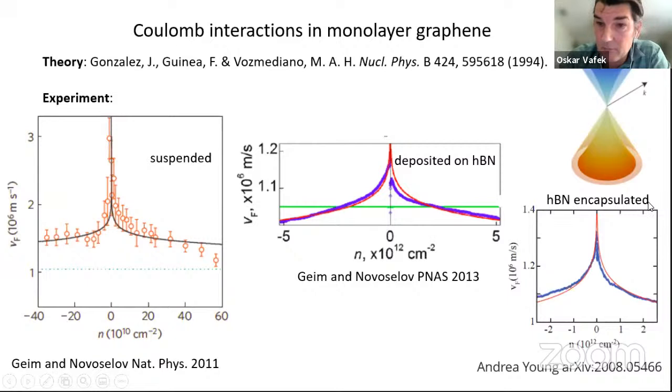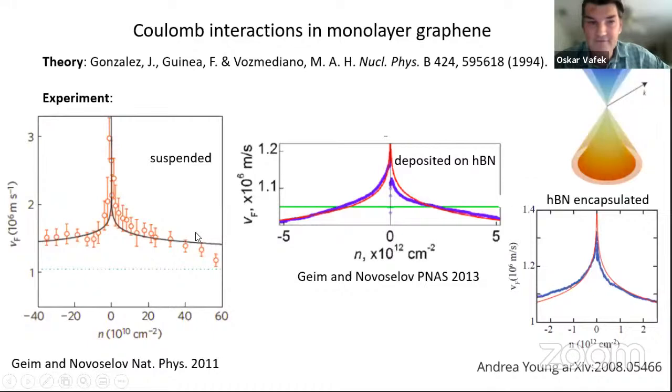More recent data by Andrea Young's group has also seen this enhancement of Fermi velocity on hexagonal boron nitride encapsulated samples. The reason for the different magnitude of this increase is that in the suspended samples, there is no dielectric screening, while in the samples deposited on hexagonal boron nitride or encapsulated, we also have to deal with the dielectric constant of the hexagonal boron nitride, and that decreases the Coulomb interaction by about a factor of five.